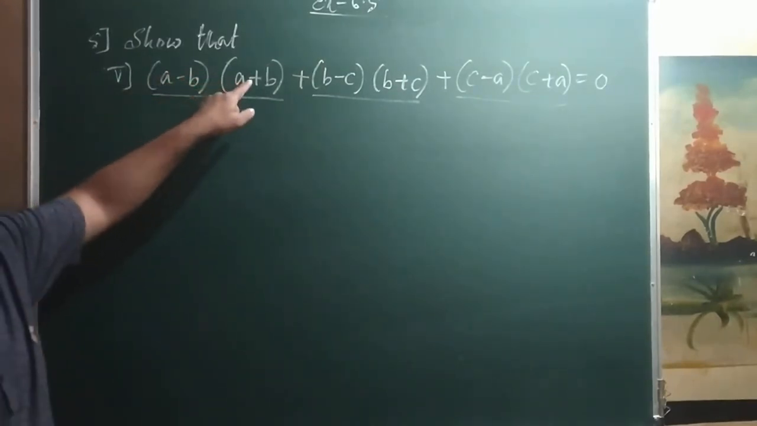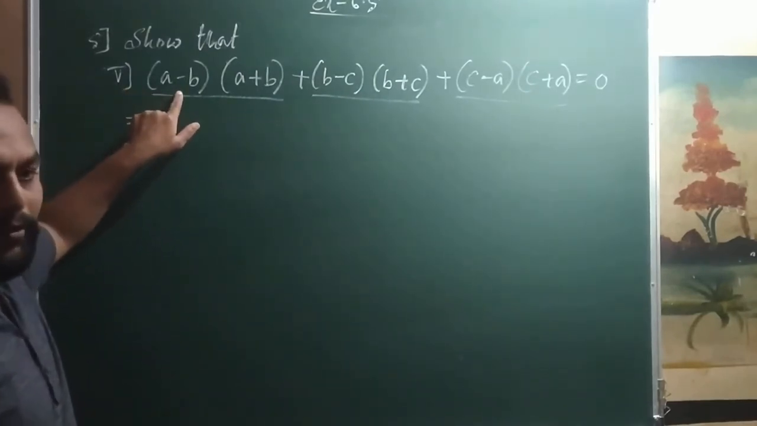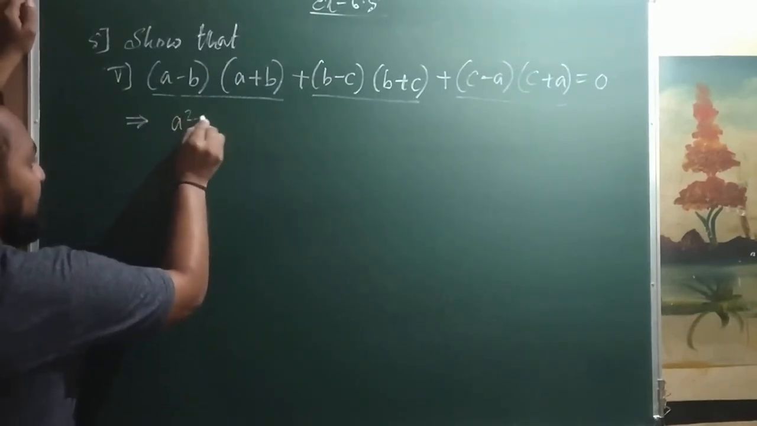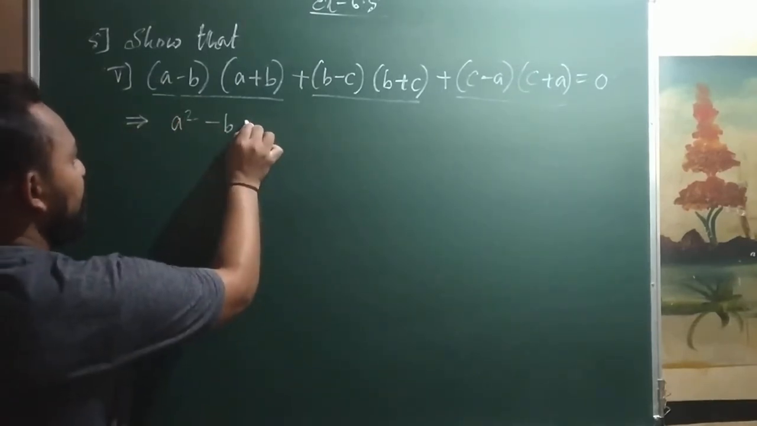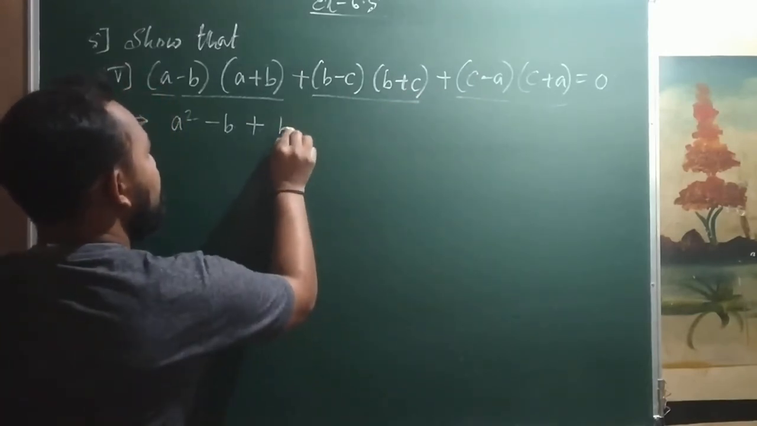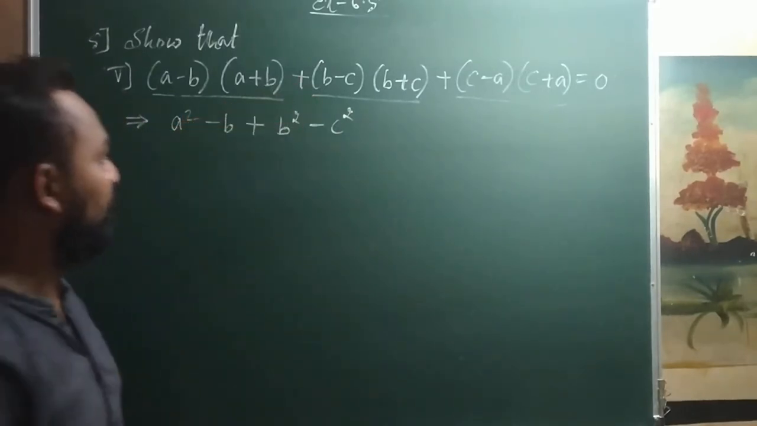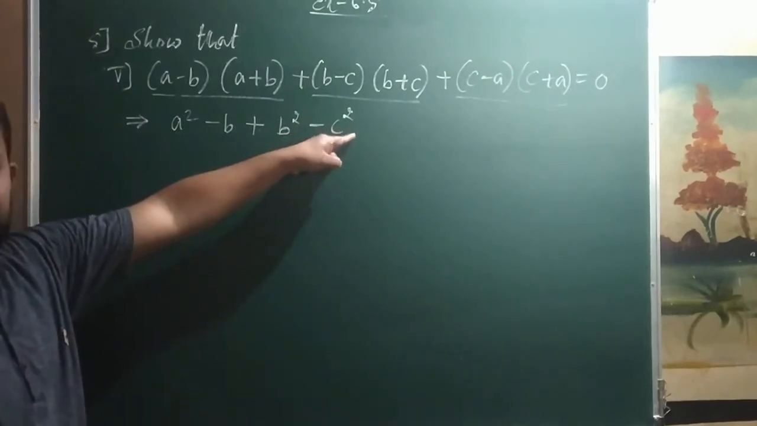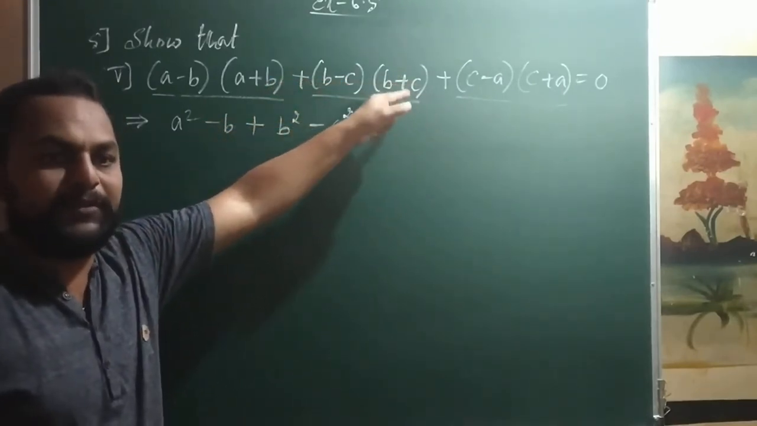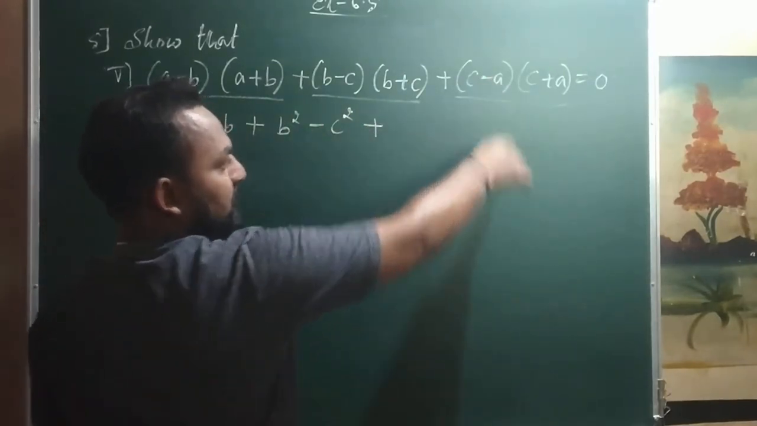(a minus b)(a plus b) is the third identity: a square minus b square. This is in the form of (a plus b)(a minus b) equals a square minus b square. Plus this one, (b minus c)(b plus c), is b square minus c square. Similarly, (b minus c)(b plus c) is b square minus c square, third identity. Plus this one, (c minus a)(c plus a).